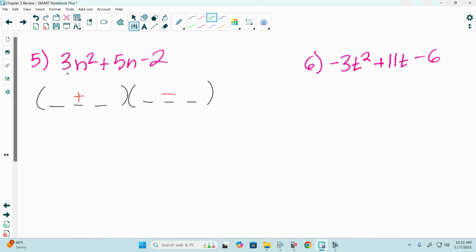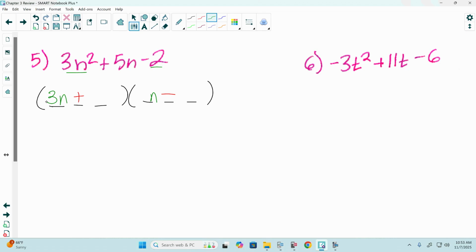Now that we have that, we move on to step 4, finding the factors of the first and third term. So the first term is 3n squared. Well, the only factors of n squared are n and n. The only factors of 3 are 3 and 1. We only have one set of factors for n squared and one set for 3. So we just plug them in, because that's our only option.